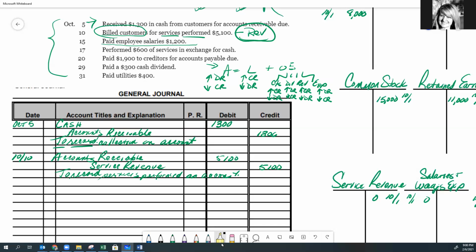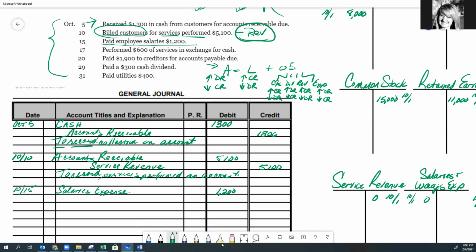So the first thing we're going to do is put our date here on 10/15, and we are increasing our salaries expense. So we're going to do that with a debit. So we're going to debit that for 1,200. Once again, putting my debits all the way to the left, both the account name and the amount.